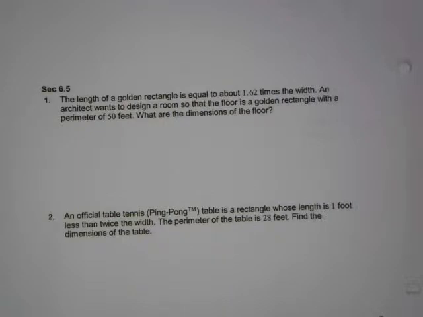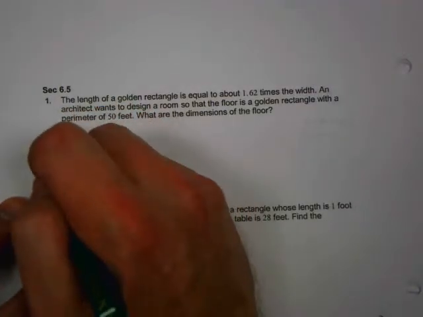So it says, the length of a golden rectangle is equal to about 1.62 times the width. An architect wants to design a room so that the floor is a golden rectangle with a perimeter of 50 feet. What are the dimensions of the floor? Okay, so first off, we're building a rectangle, correct?